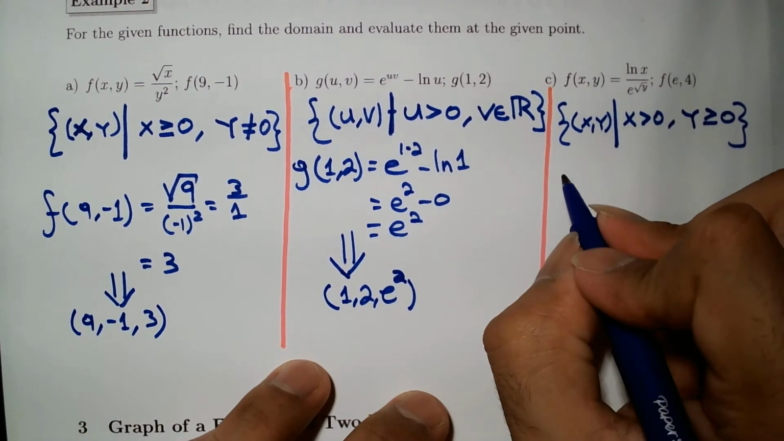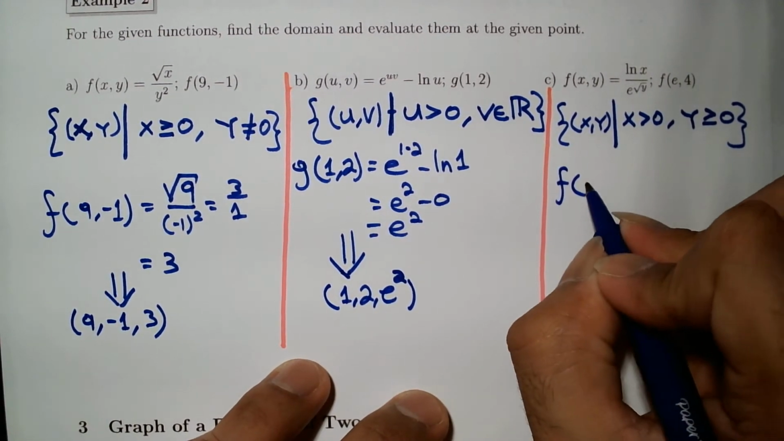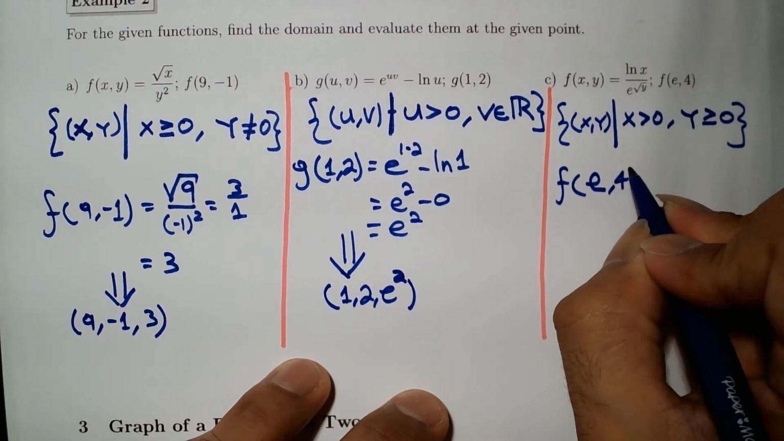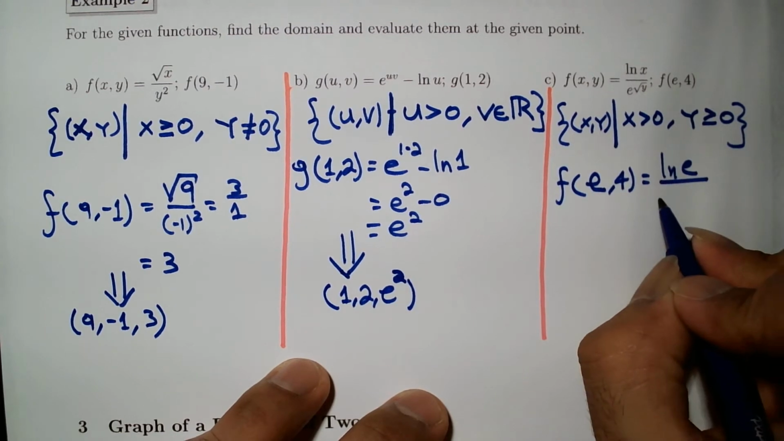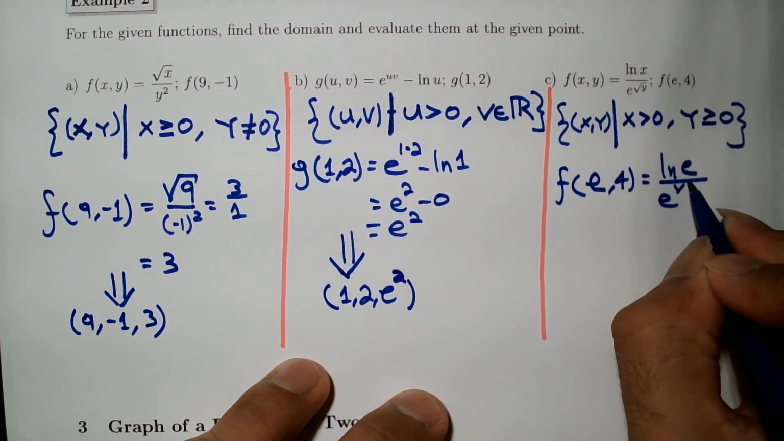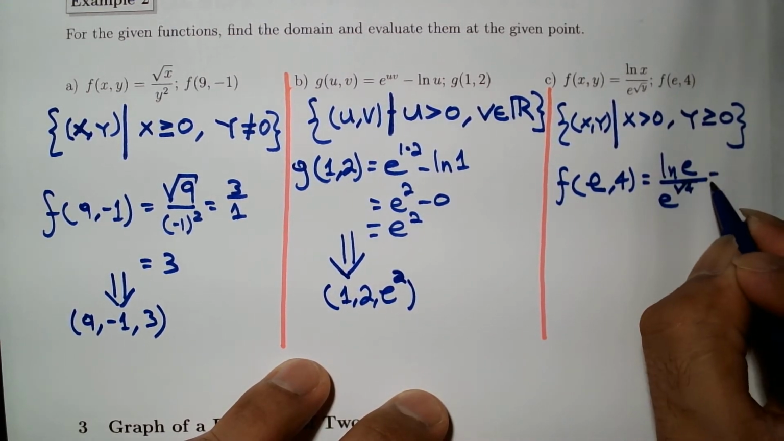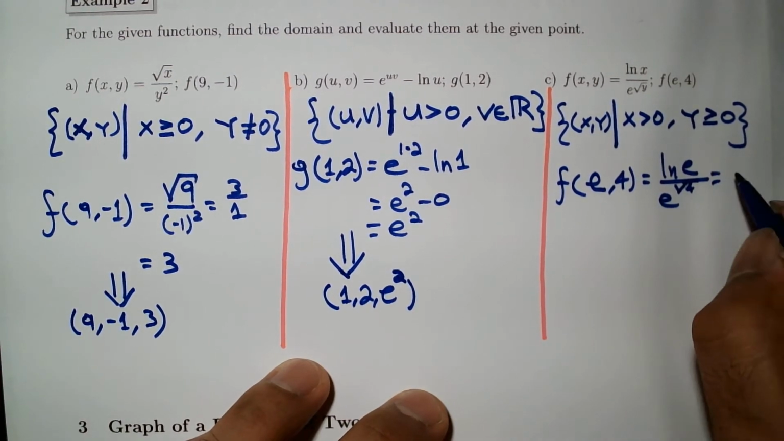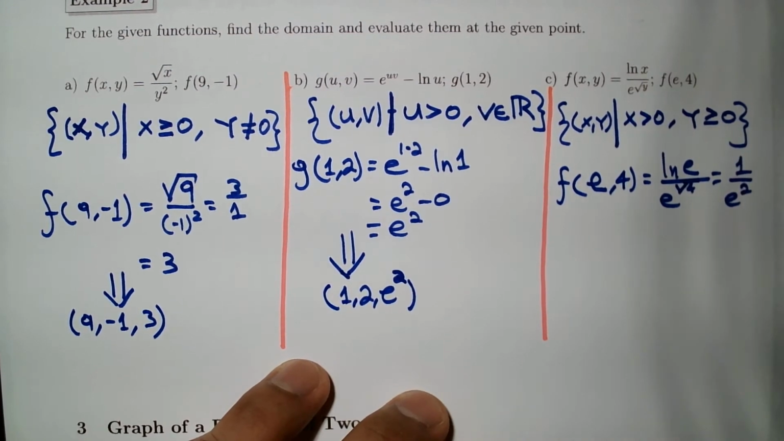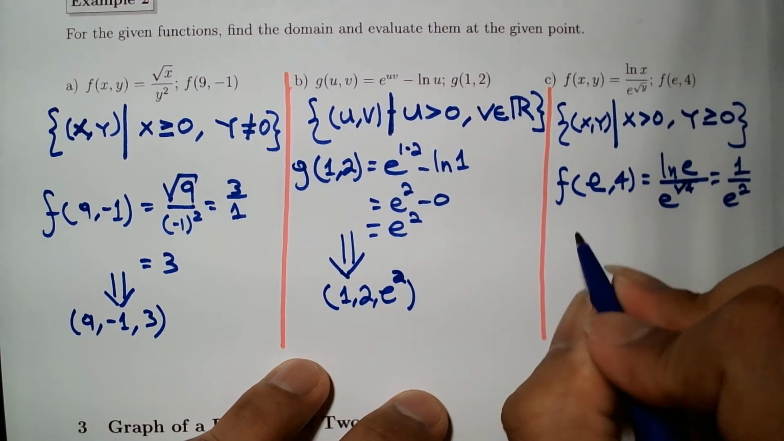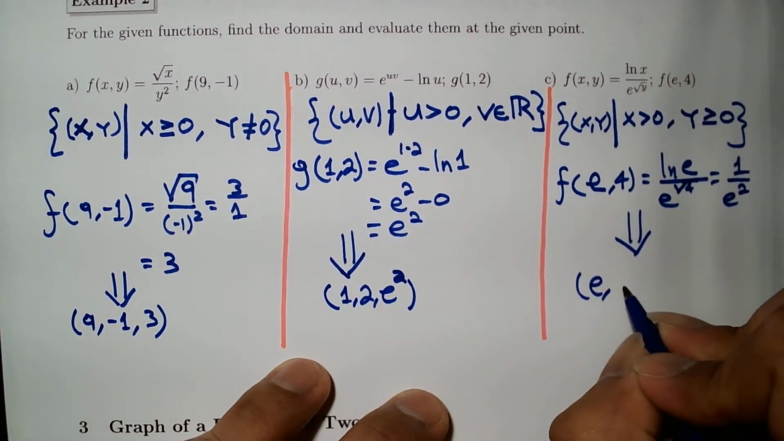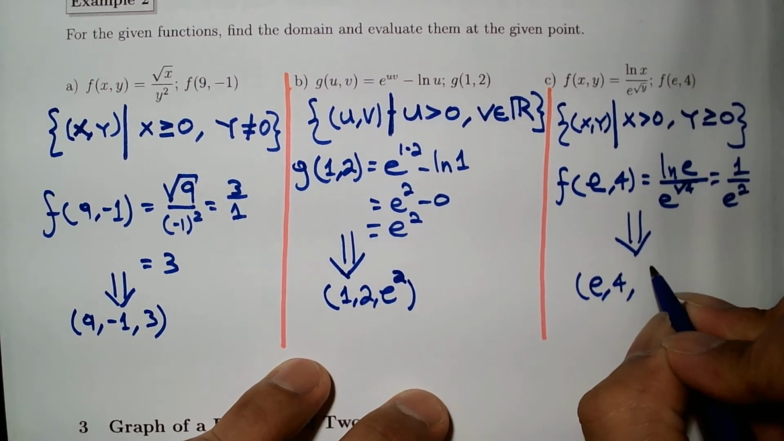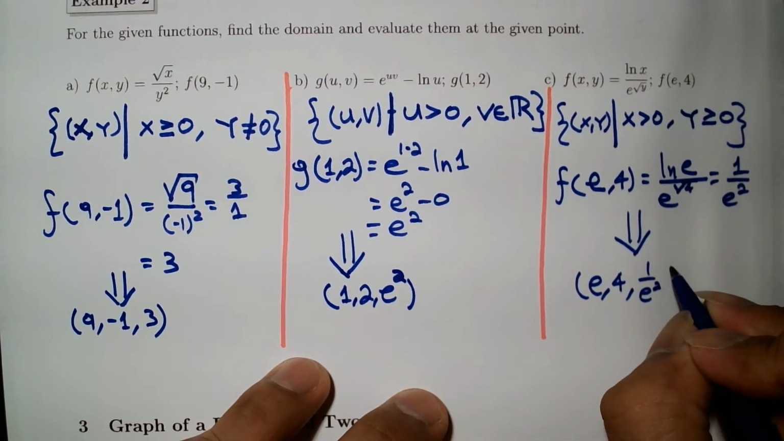Okay, so from here we evaluate f at (e, 4), which in this case we're going to have ln of e, e raised to the square root of 4, where the square root of 4 is going to become a 2, and ln of e will be 1. So the ordered triple that we are going to have will be e, 4, 1 over e squared.